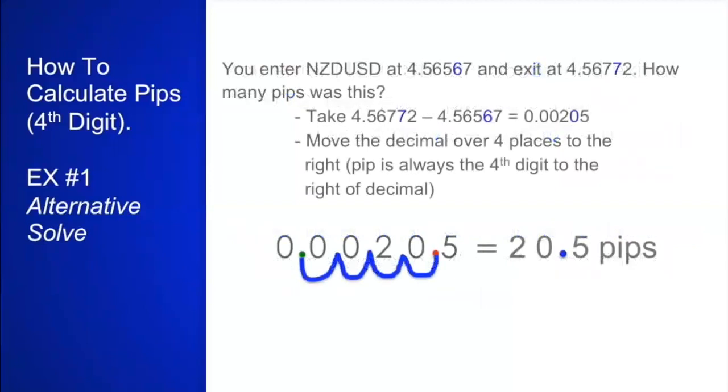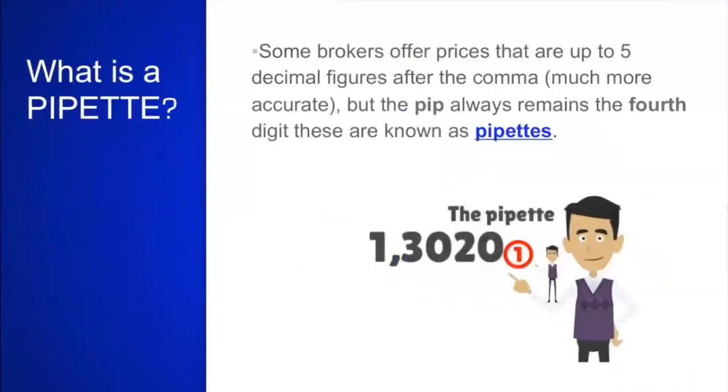So here's what it looks like written out for you, for those of you who are visual people. See how I took the decimal and I slid it 1, 2, 3, 4 equals 20.5 pips. Super easy, super easy. We're going to do another example, don't worry. Before I go ahead and do another example, I did have to mention the pipette.